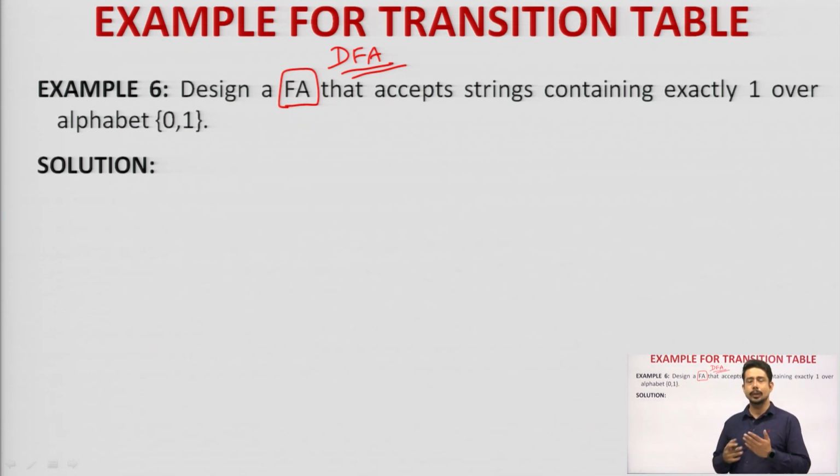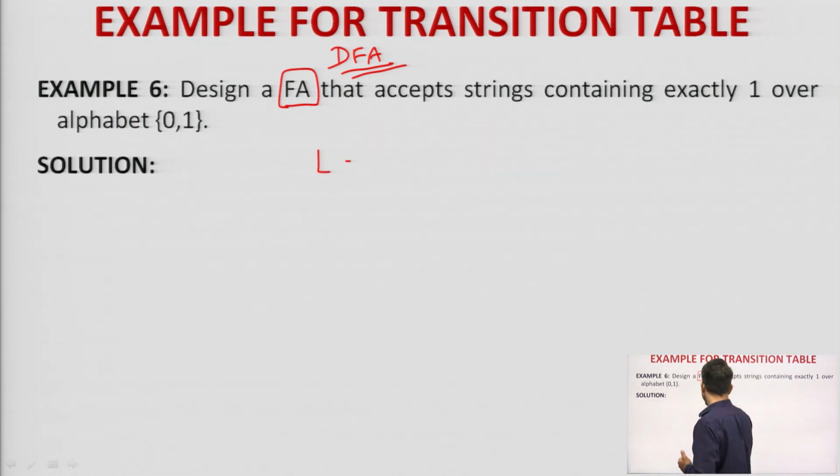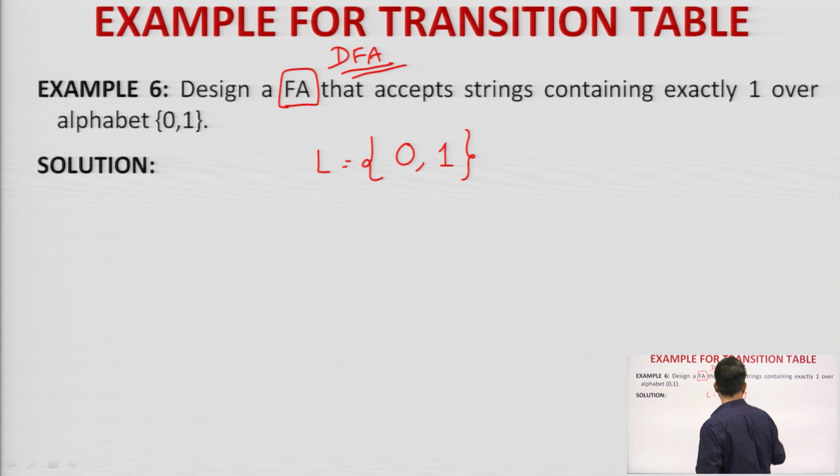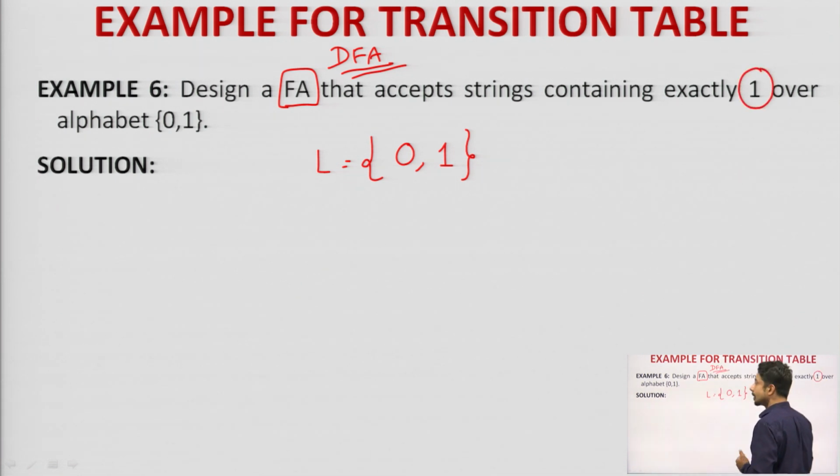So, you need to concentrate now, first you need to analyze this particular language. It says design a finite automata that accepts strings containing exactly 1 over 0 and 1. So, exactly 1 means what? I need to concentrate on the 0 and 1 part, and I need to check that 1 should appear exactly 1 time. So, if I say a string like this, will it be accepted? No, this will not be accepted because 1 is not present, right.